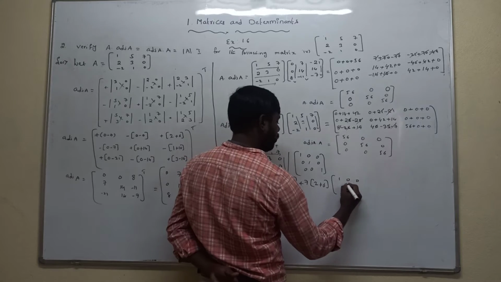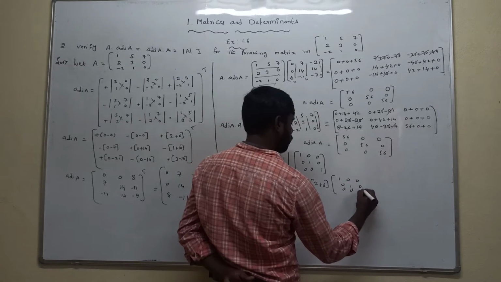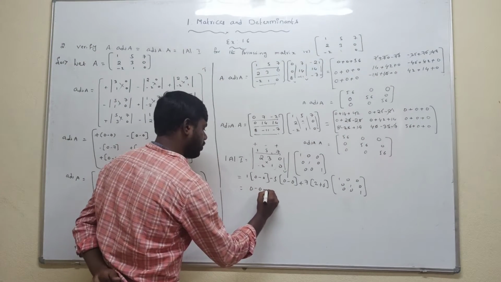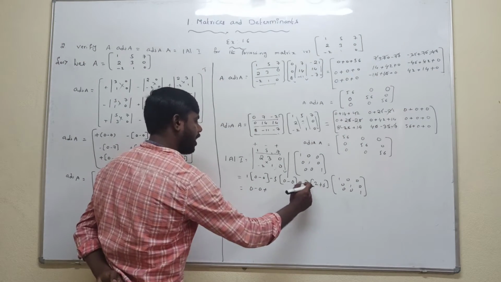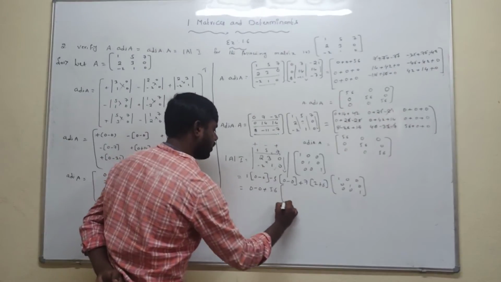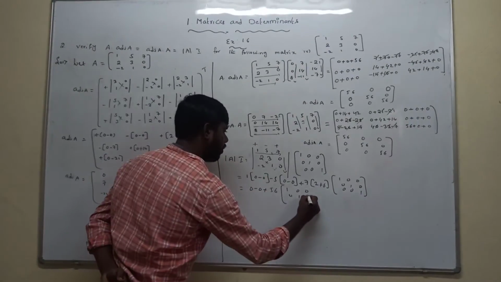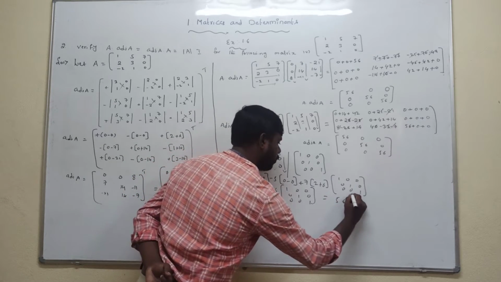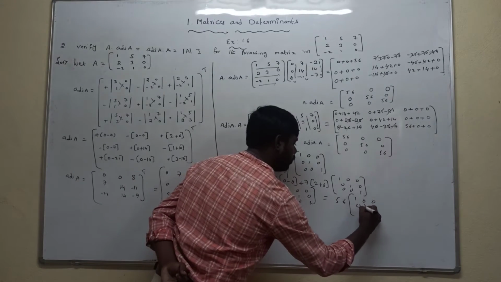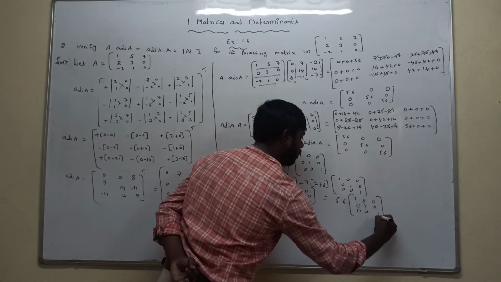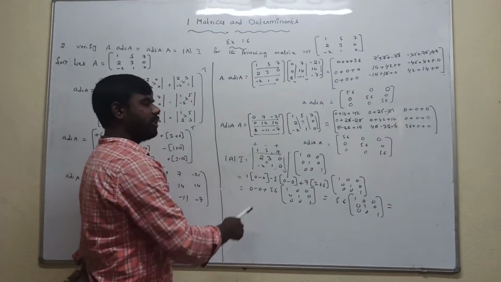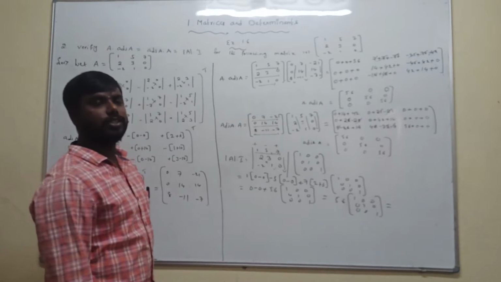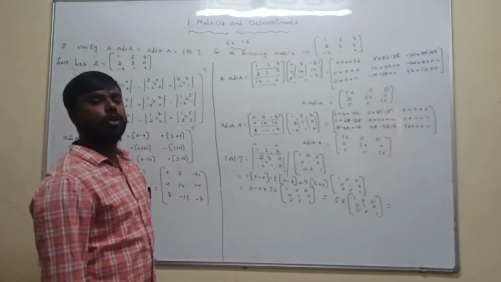So 1, 0, 0, 0, 1, 0, 0, 0, 1. So now this value is 0, this value is 0, this value is 6 plus 8, another value is 56. Into 1, 0, 0, 0, 1, 0, 0, 0, 1 is equal to 56 into 1, 0, 0, 0, 1, 0, 0, 0, 1, because of 0 plus 56 only 56. That's why we are writing 56 into identity matrix.